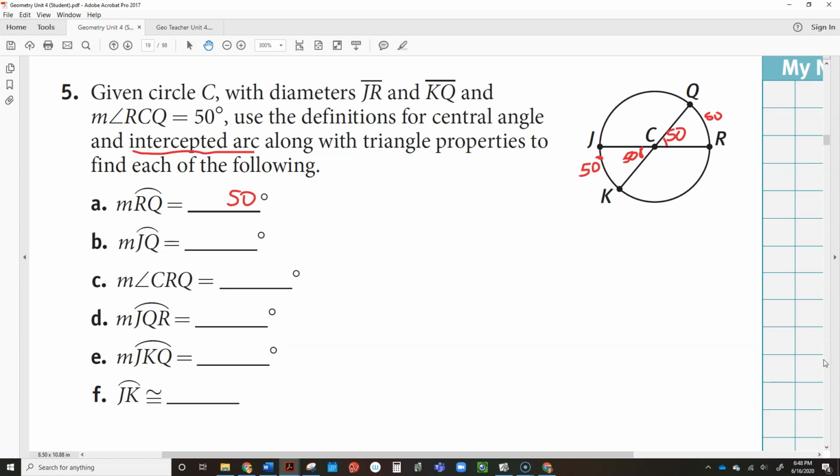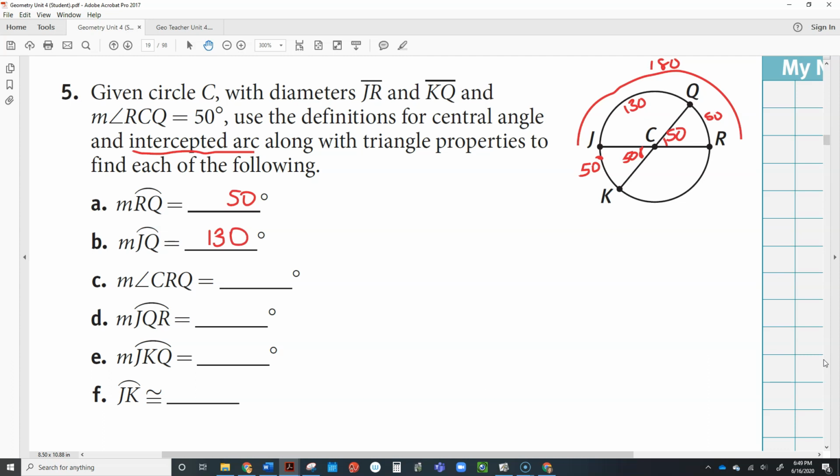JQ, okay? Well, you may be thinking, we don't know anything about JQ. Remember, JR is a diameter, okay? So that means that this piece right here is a semicircle. So that whole piece right there is 180 degrees. So if this much of it is 50 and the whole thing is 180 degrees, then this piece right here must be 180 minus 50. So the measure of arc JQ is 130 degrees.